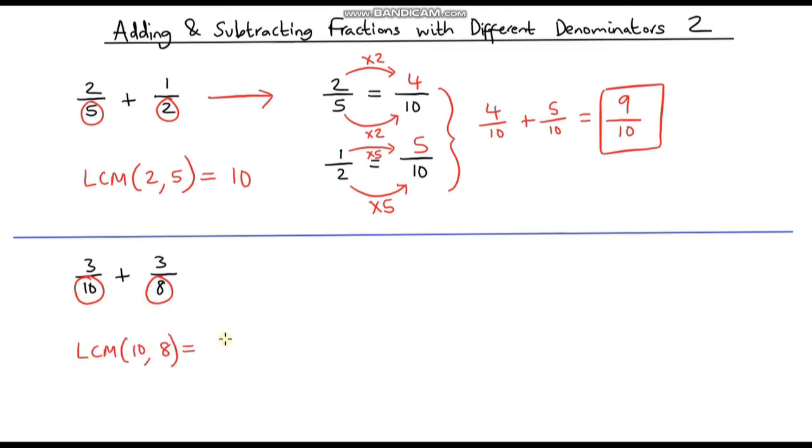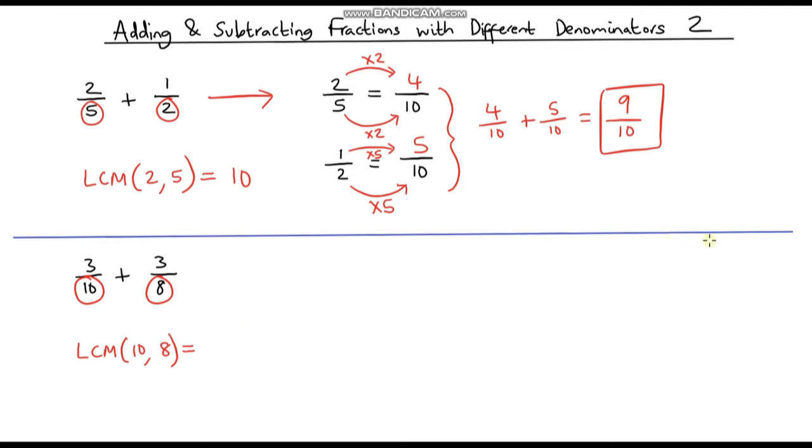Now there are lots of different ways you can work out the lowest common multiple of two numbers. You can use the listing strategy, where you simply list out all of the multiples of both numbers, or you can break these numbers down into their prime factors and identify which of those factors are common to both numbers. I'm just going to use the listing strategy because we've got quite small numbers here.